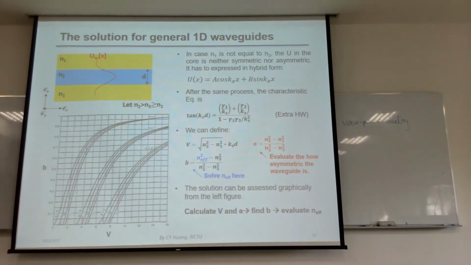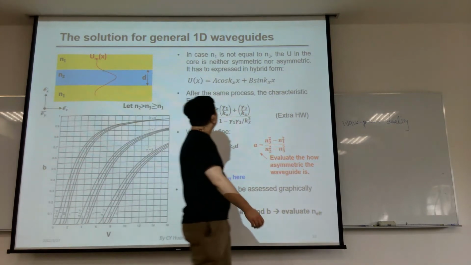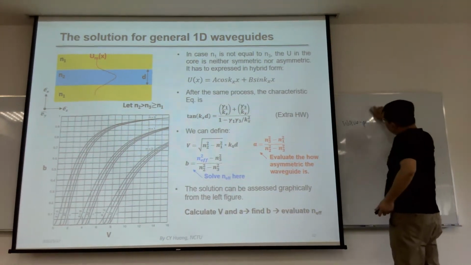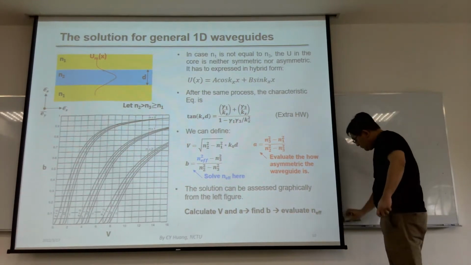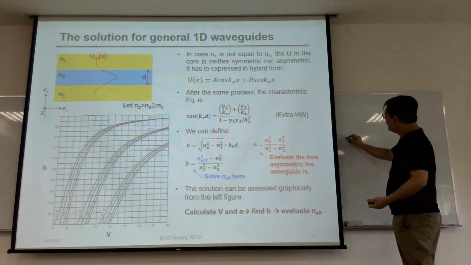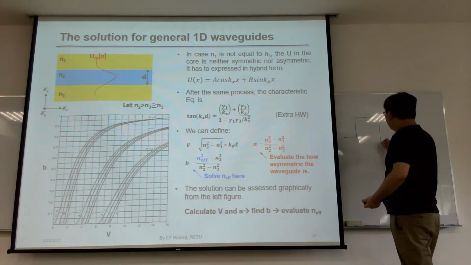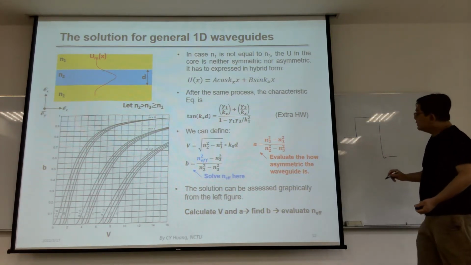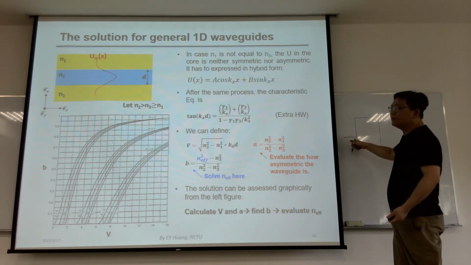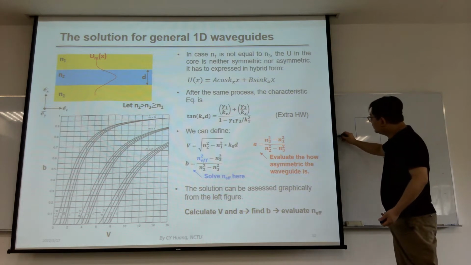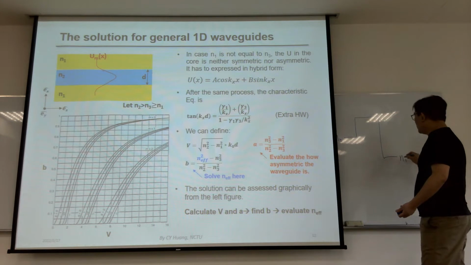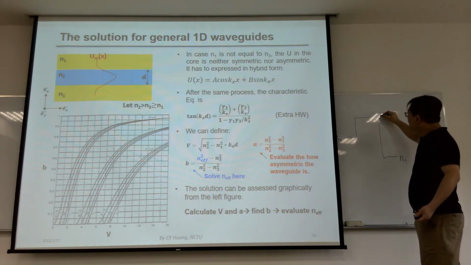For the general asymmetric case, we lack the reflecting probabilities. So it's asymmetric, and it is reasonable to assume one of them is higher. So we call it N3, and the lowest is called N1, and the one in the middle is called N2.